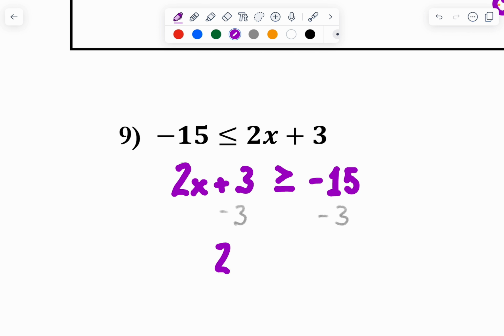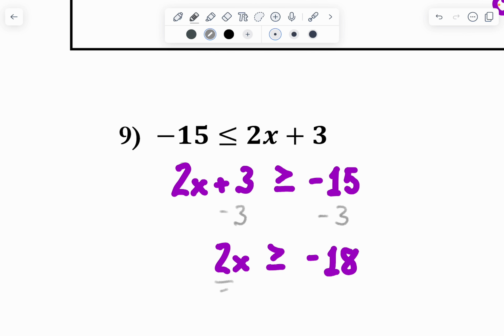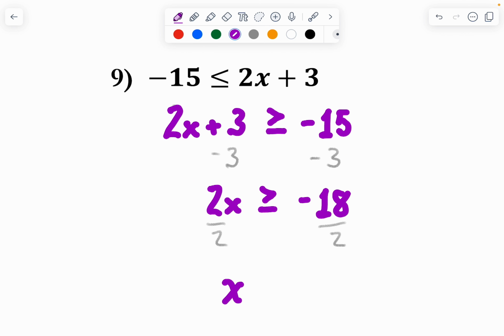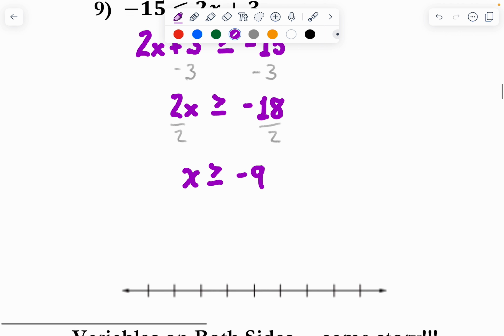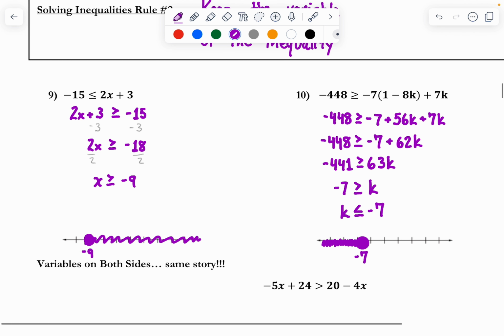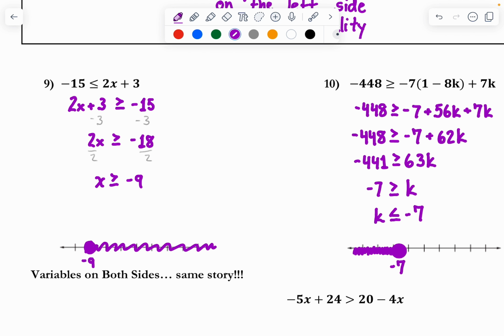my algebra, subtract 3 from both sides, get x is greater than or equal to negative 18. We divide by 2, no flip here, right? Don't let that negative 18 fool you. And x is greater than or equal to negative 9. Okay. And then you could see number 10.